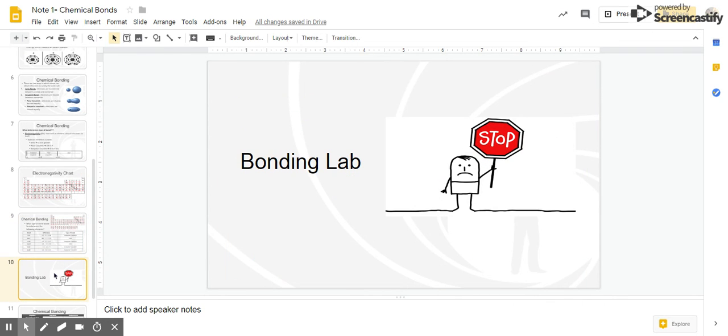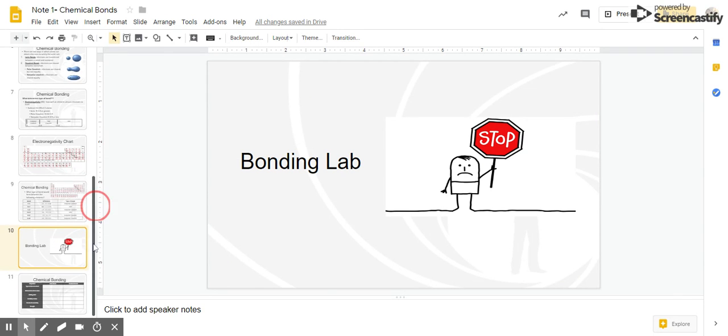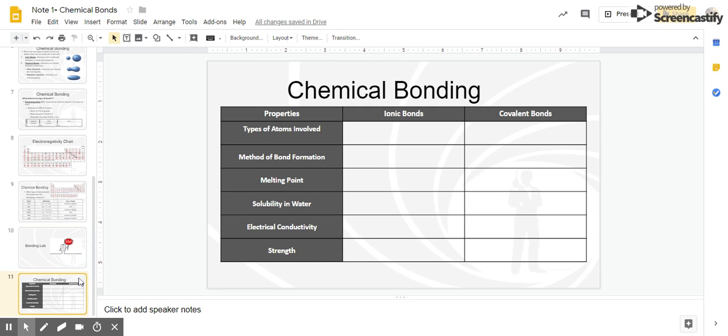So next you're going to be working on a lab where you're going to observe some properties of ionic and covalent compounds. And you're going to fill this chart in after you've conducted that experiment.